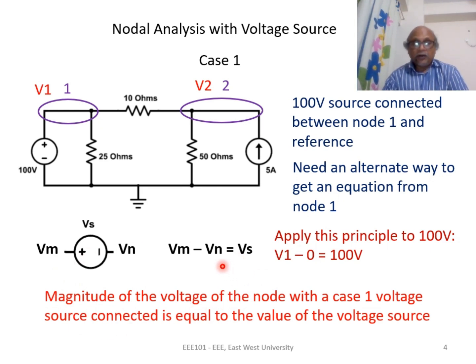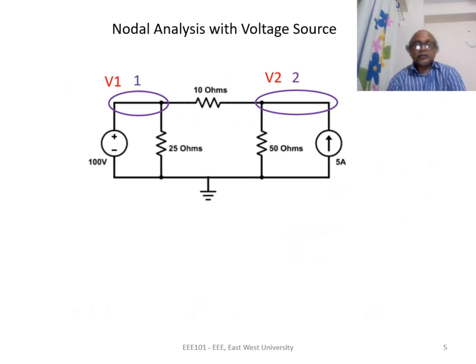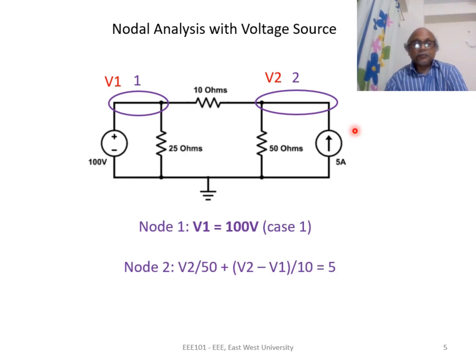So we have obtained from this method that the voltage of node 1, V1, is 100 volts. Okay, let's proceed. At node 2, we have two resistances and a current source. We can write the node equation at node 2 in a straightforward way. For 50 ohms, the current is V2 by 50.